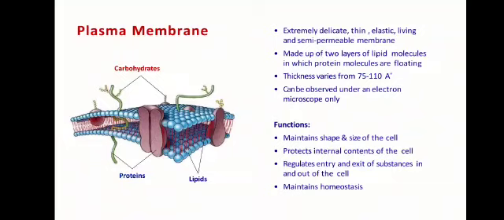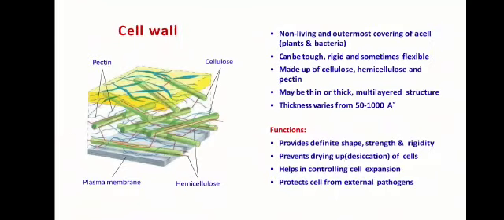As for the functions of the plasma membrane, it maintains the shape and size of the cell, and it protects the internal content of the cell. It also regulates the entry and exit of substances in and out of the cell, and it maintains homeostasis. Another one is the cell wall.